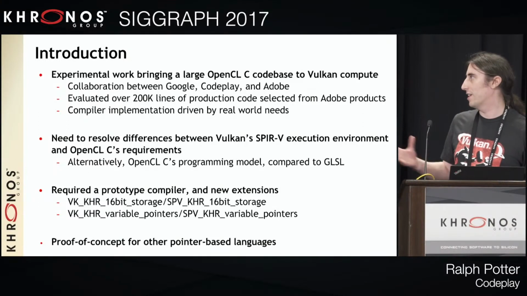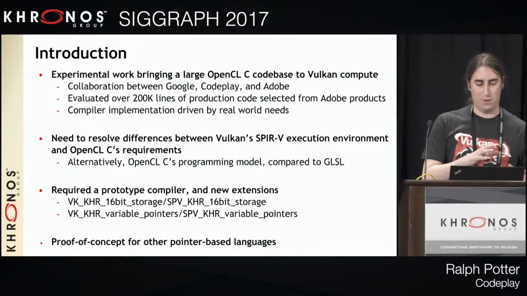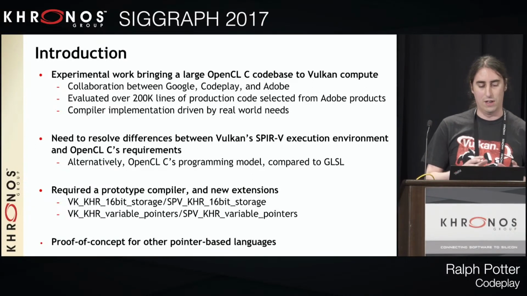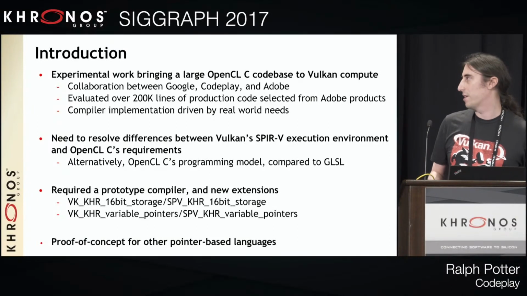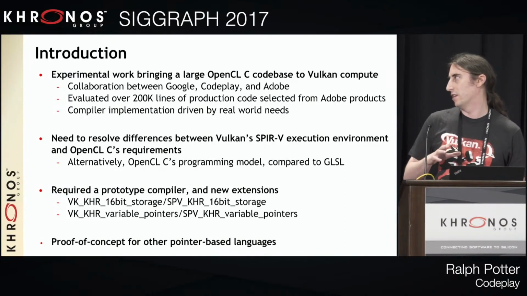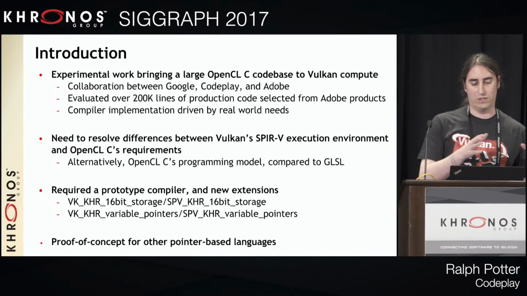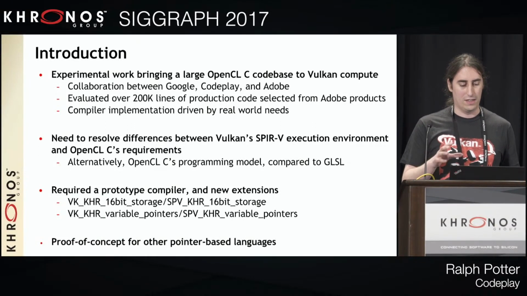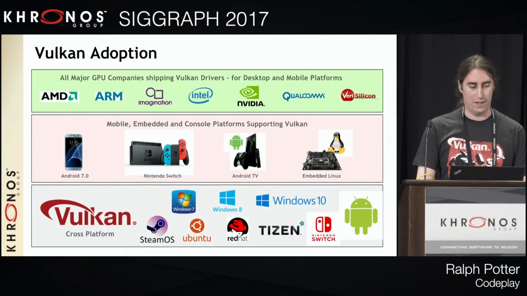Now, it turns out it's somewhere between hard and not possible to do this without some extensions and some modifications to Vulkan. So I'm also going to talk about a couple of Vulkan and SPIR-V extensions that we used along the way. Now, I'm going to talk about OpenCL C, but you can also think of this as a proof of concept for other pointer-based languages. If one day you want to get C++ as a language generating SPIR-V, this is one of, but not all of, the steps you need to do along the way to get there.